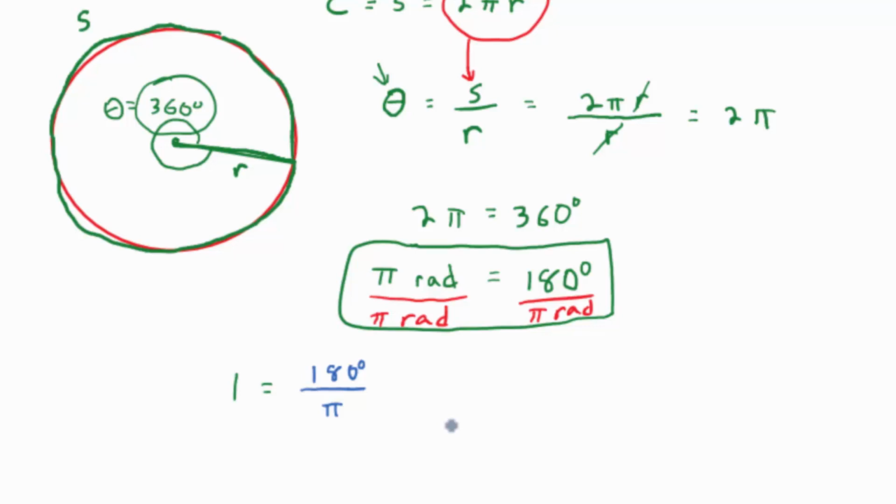But you could have done it the other way around and divided both sides by 180 degrees. Or since this is just equal to 1, you could just flip it and it'll be the same value. And you could say pi divided by 180 is equal to 1 also. So why do we care about ratios like this that are just equal to 1? Well, anytime you get a ratio like that, it's a conversion factor, and you can use it to convert from radians to degrees or vice versa.